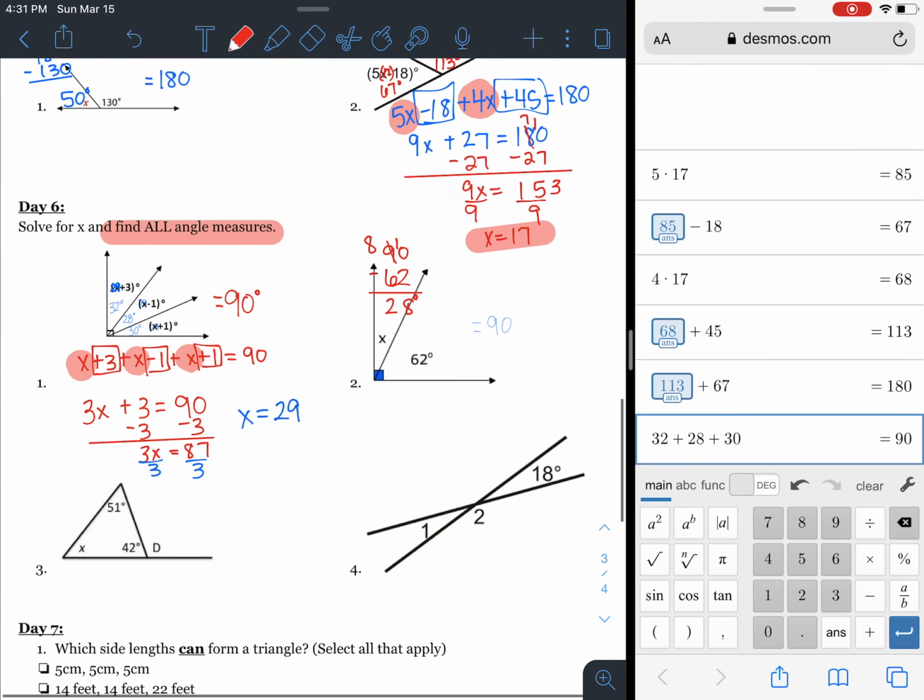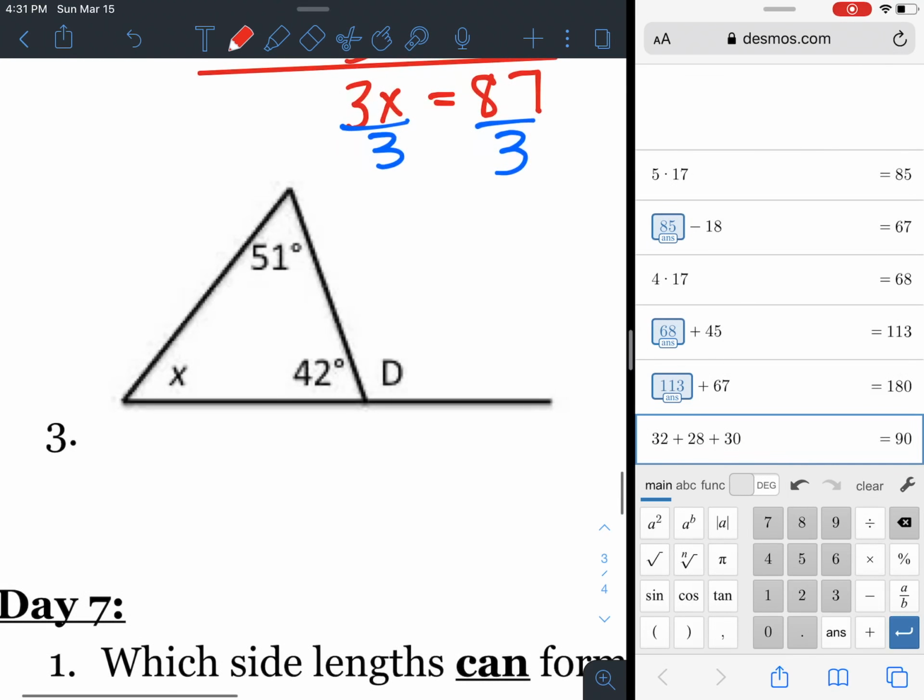(28 degrees). Number 3. Two ways to solve this one.